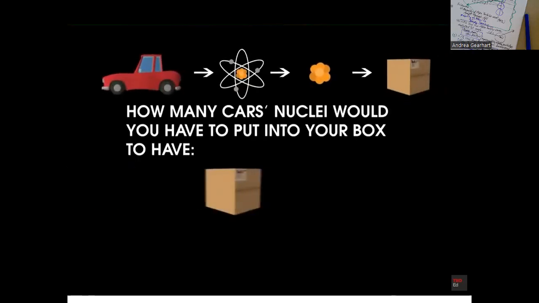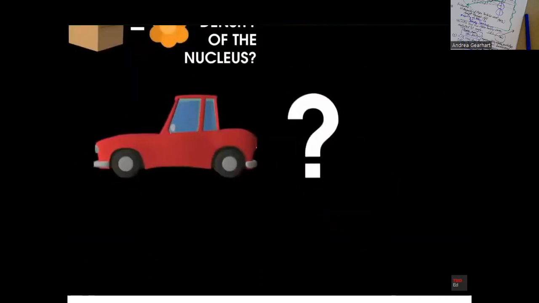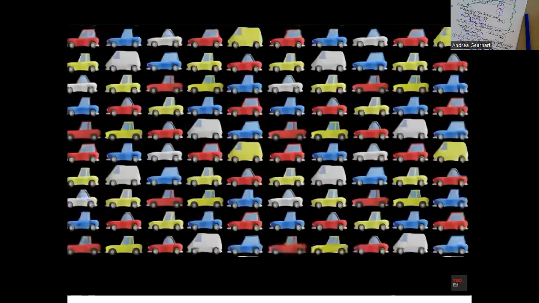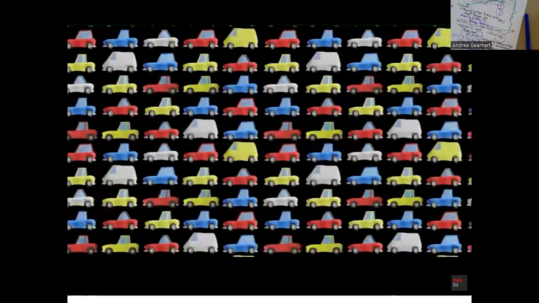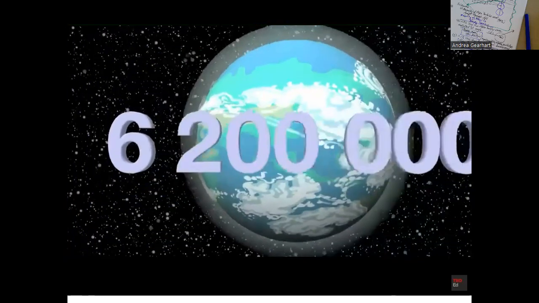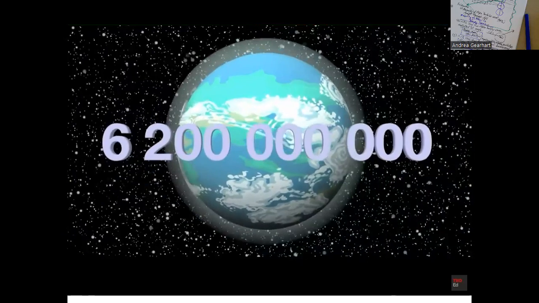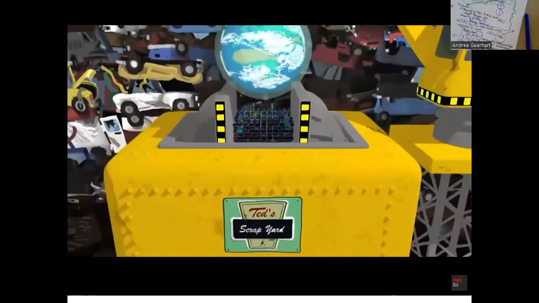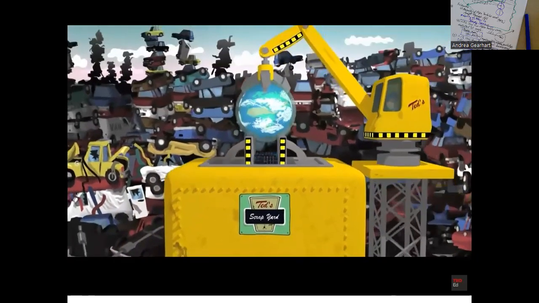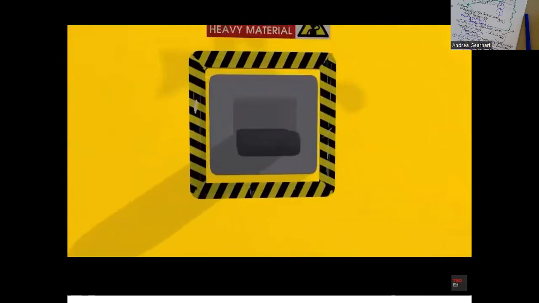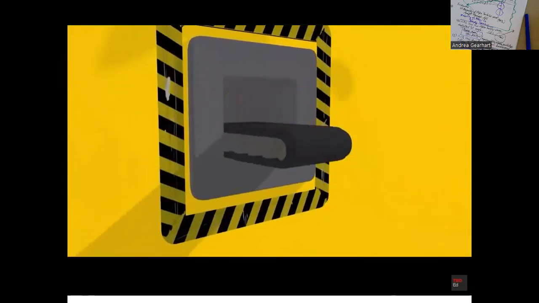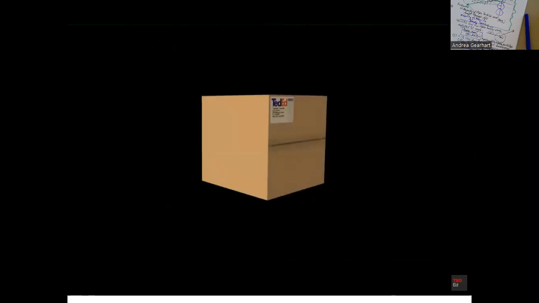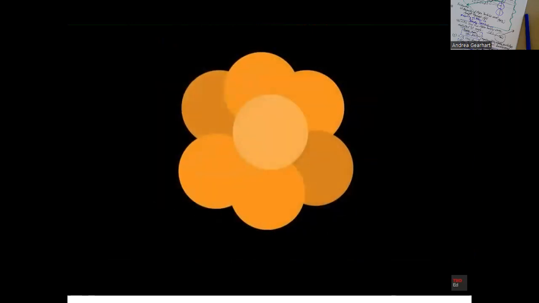How many cars and nuclei would you have to put in the box to have your 1 foot box have the same density of nucleus? Is it 1 car? 2? How about 100? Nope, nope, and nope. The answer is much bigger. It is 6.2 billion. That is almost equal to the number of people on the Earth. So everyone on the Earth owns their own car. They don't. We put all of those cars into your box. That would be about the density of a nucleus. So I'm saying that if you took every car in the world and put it in your 1 foot box, we have the density of 1 nucleus.